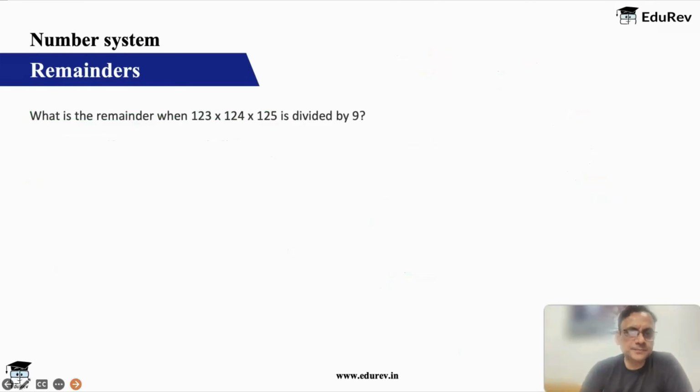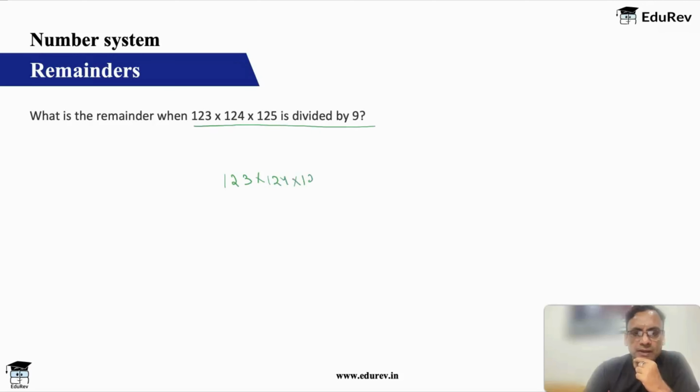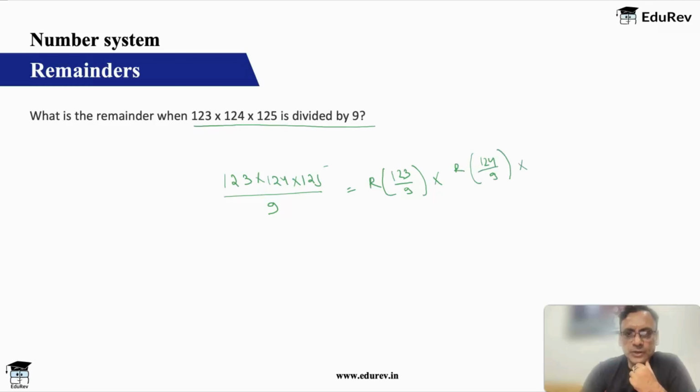Okay, let's apply this. Let's say I have this number, one we had applied earlier also. Here also you can see 123 by 9. So I have basically 123 into 124 into 125 by 9. Multiplying all of them and then dividing by 9 and finding the remainder is a longish method. What I'll do is I will divide them individually and I will look at remainder of 123 by 9, I'll keep the operator same, into remainder of 124 by 9 into remainder of 125 by 9, which will be easier for me.